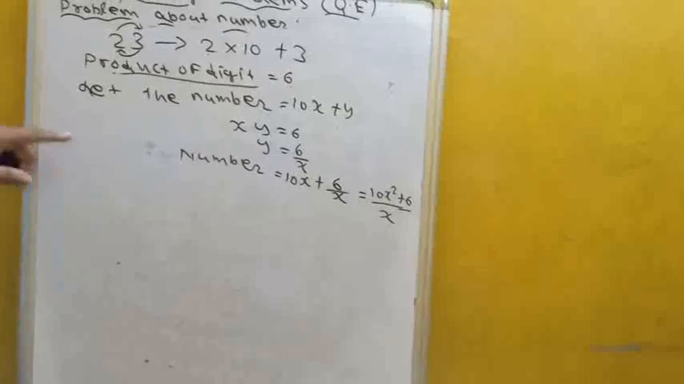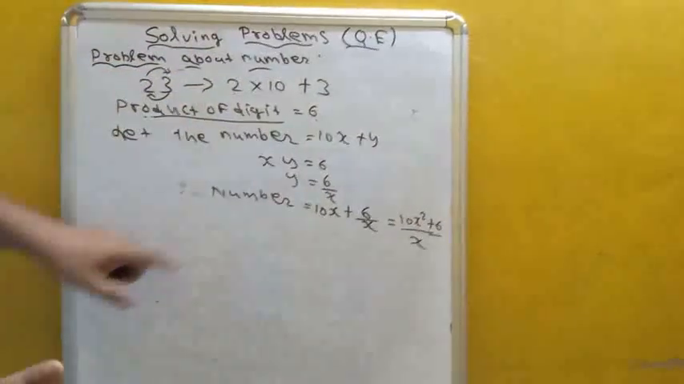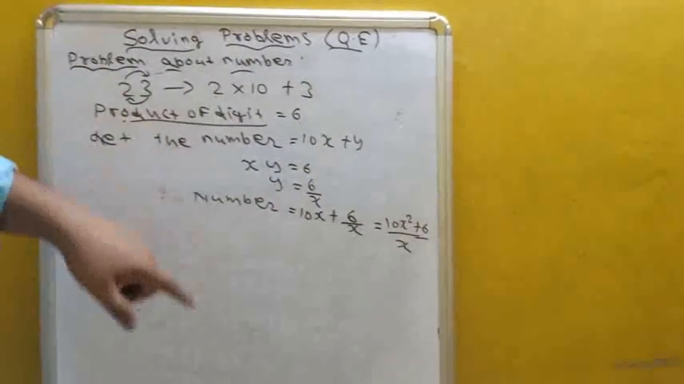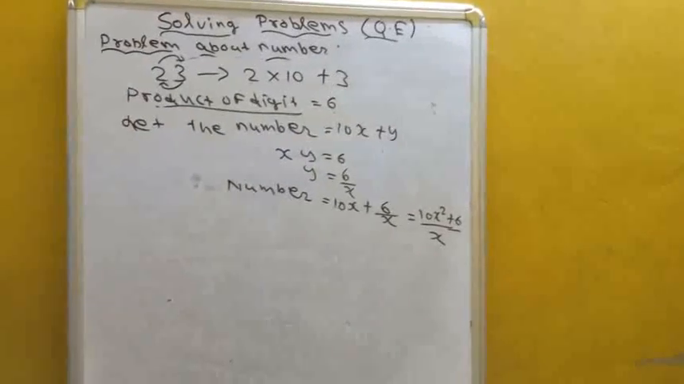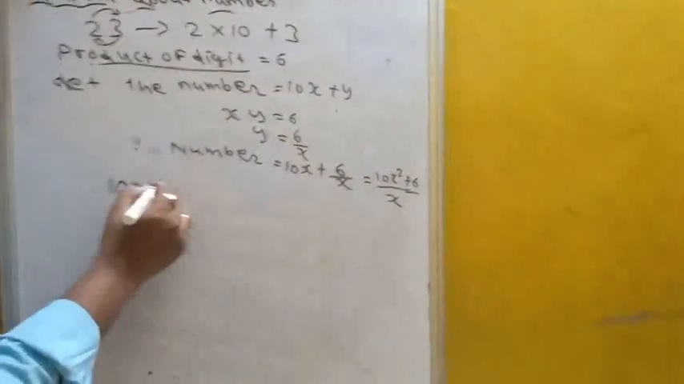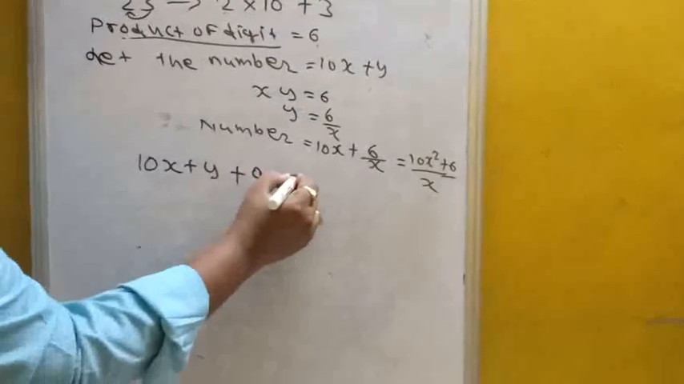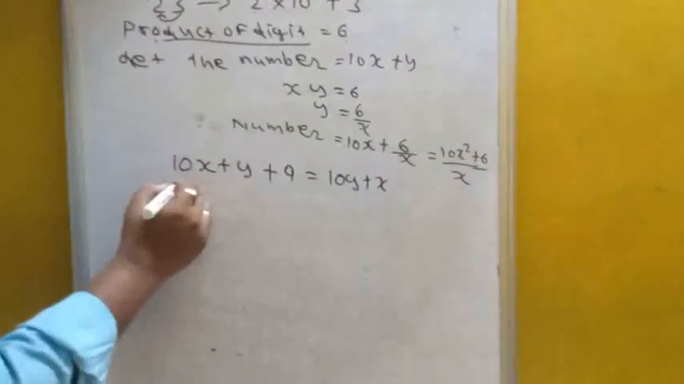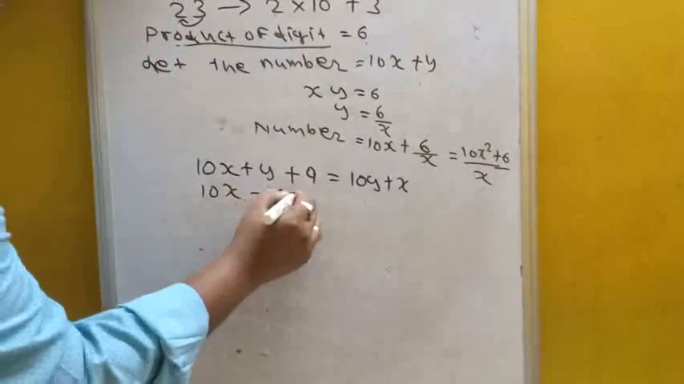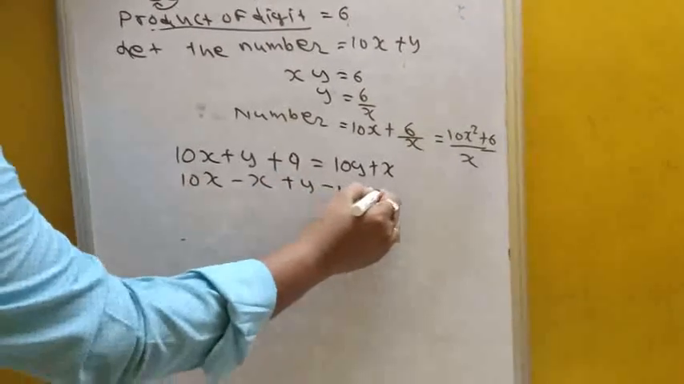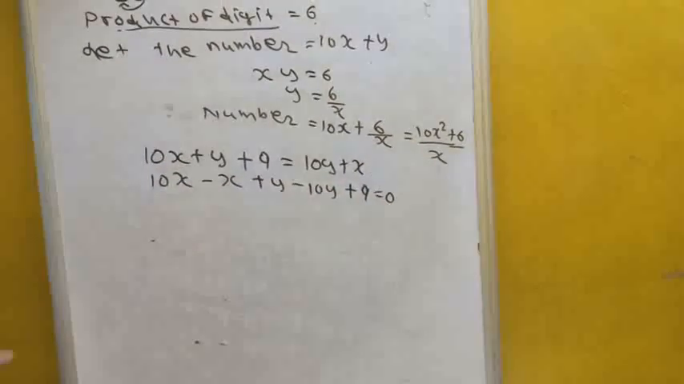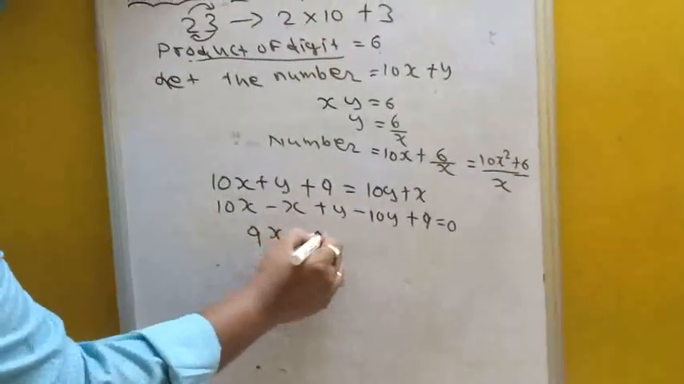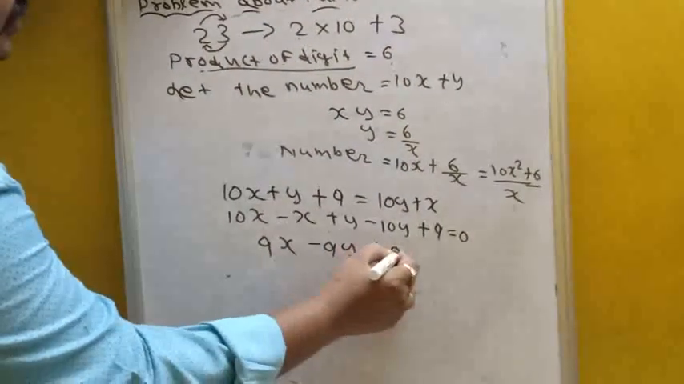Next, what he told: if I add 9 to the number, this one is the number, then the digits are reversed. So can I write 10x plus y plus 9 equals how much? 10y plus x. So can I write here 10x minus xy minus 10y plus 9 equals 0? Yes or no? So 10x minus x equals how much? 9x minus 9y plus 9 equals 0.